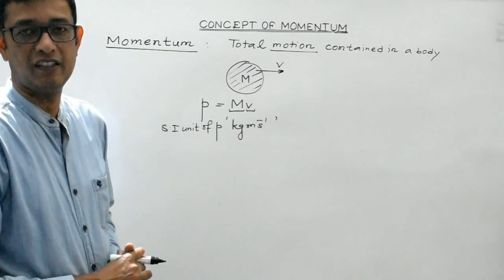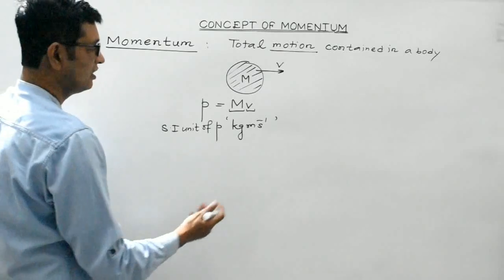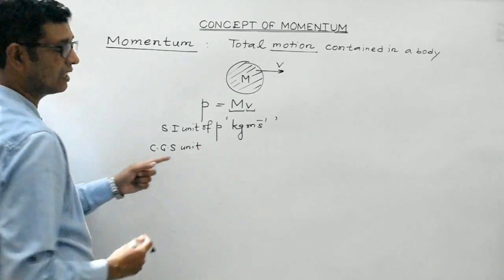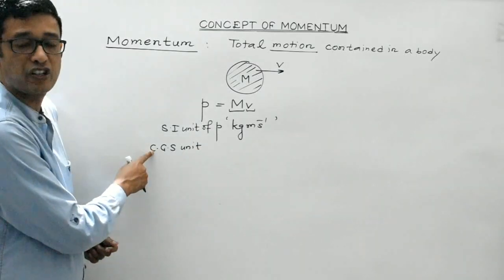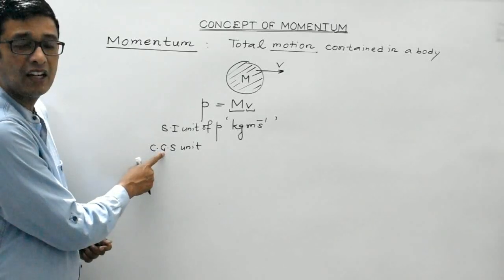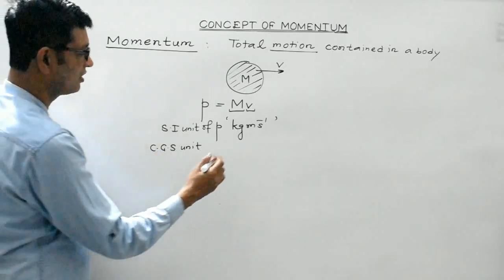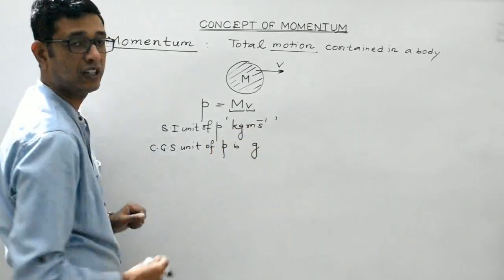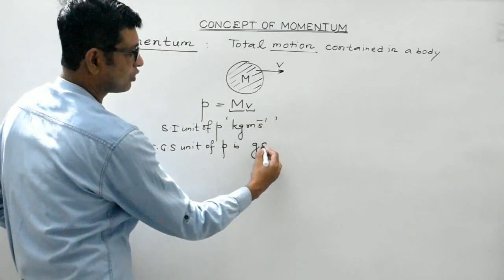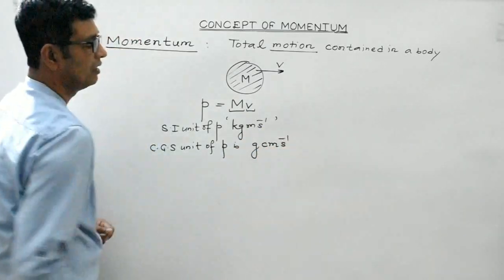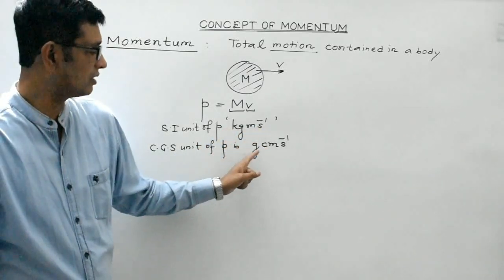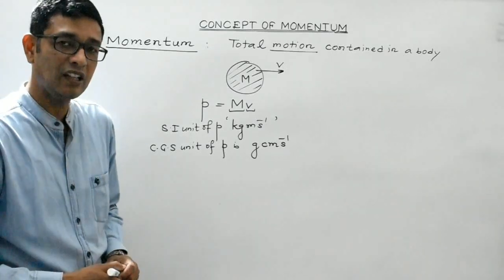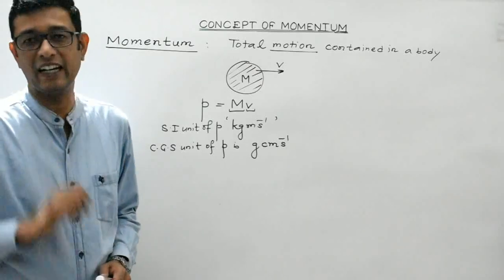kg meter per second. Now the CGS system, as you are aware, is the system where length is measured in centimeter, mass is measured in gram, and time is measured in second. In the CGS system, in place of kg, mass will be measured in gram, and in place of meter per second, the velocity will be measured in centimeter per second. So this is the SI unit of momentum and this is the CGS unit of momentum, right? So remember, momentum is a vector quantity having both magnitude as well as direction.